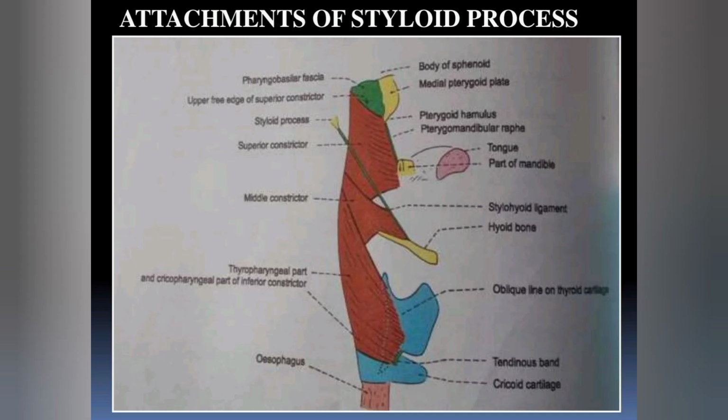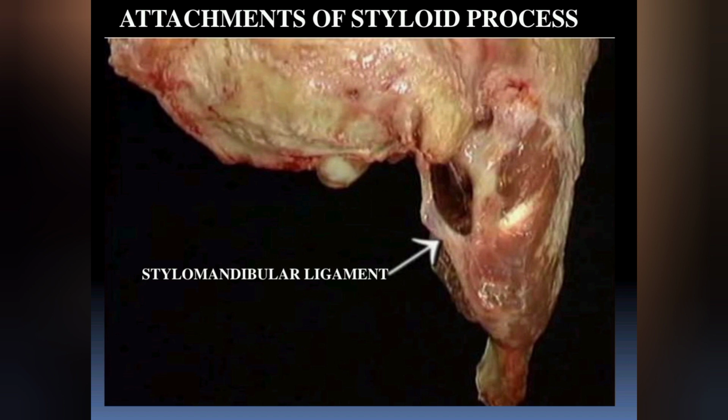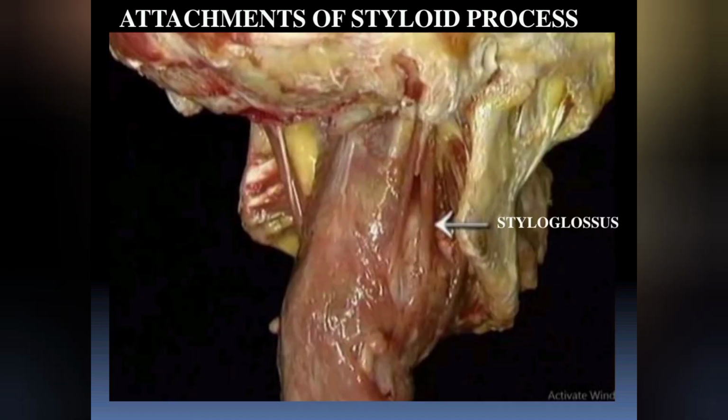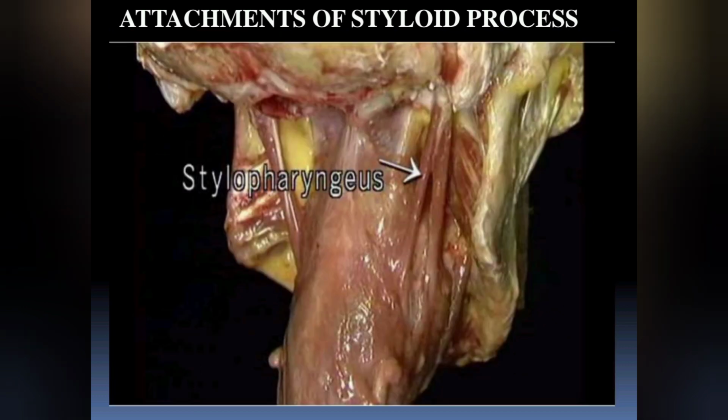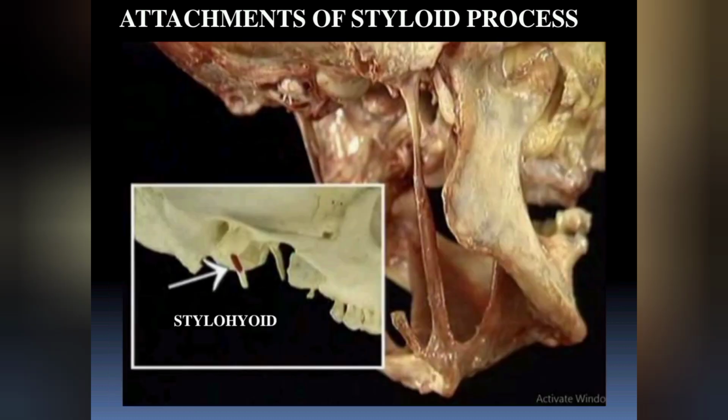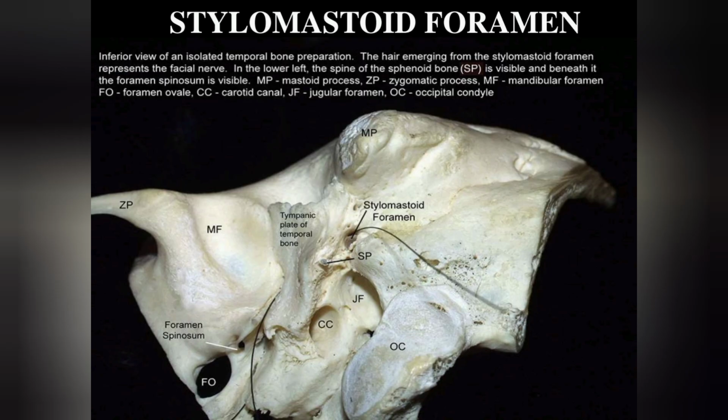Styloid process gives attachment to stylohyoid ligament. It also gives attachment to stylomandibular ligament. Styloid process gives origin to styloglossus muscle. It also gives origin to stylopharyngeus muscle. Styloid process also gives origin to stylohyoid muscle. In between the styloid process and mastoid process, there is the stylomastoid foramen. It transmits the facial nerve.